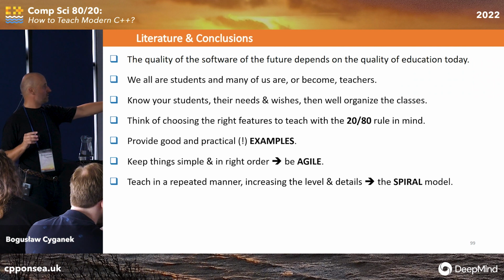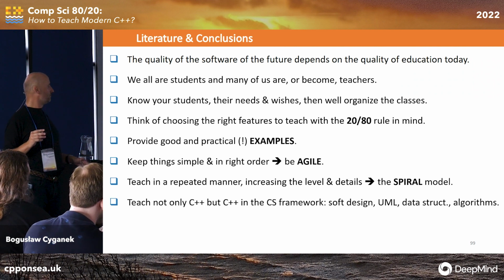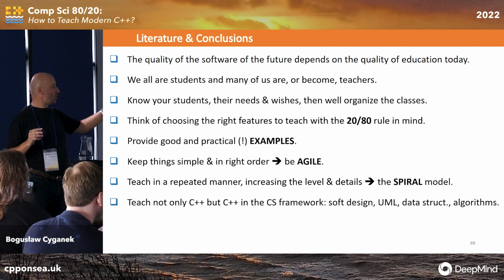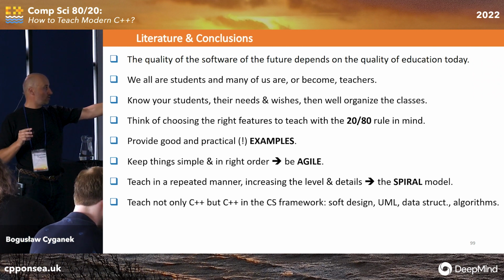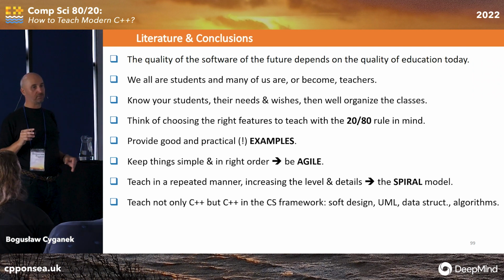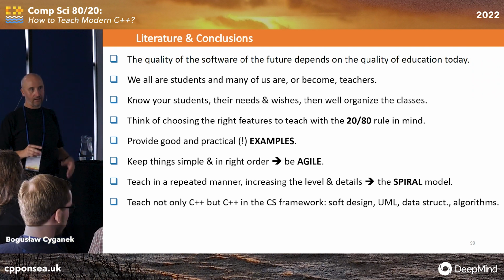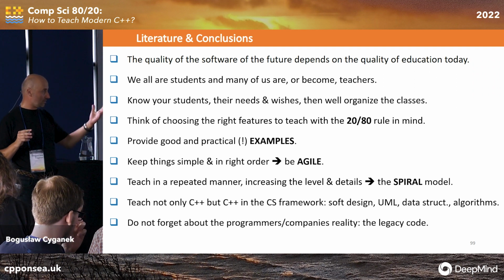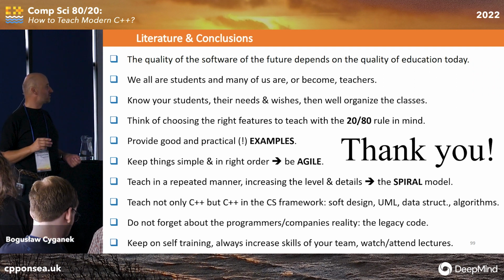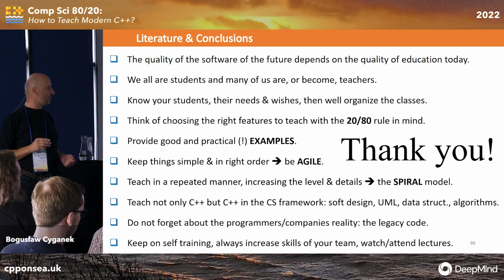Keep things simple and in the right order, but be agile. Teach in a repeated manner, increase the level, the spiral model. And very important, teach not only C++, but teach in the broader framework of computer science, software design, UML, data structures, algorithms. A little bit, you can have this in examples. Don't forget about the programmers' companies, the legacy code, and keep on self-training, always increase the skills of your team and yourself.